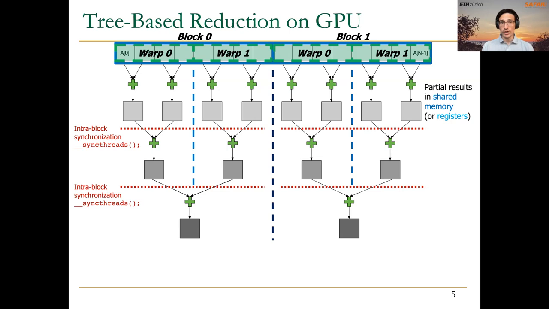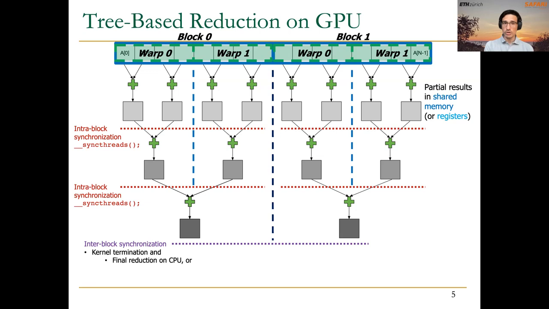After that, we need to do some sort of inter-block synchronization. Something that we can do is terminating the kernel and moving all the partial results to the CPU and then performing the final reduction on the CPU. Or if we have many of these partial reductions, what we can do is launch a new kernel, in a recursive manner, to perform again the tree-based reduction on GPU.